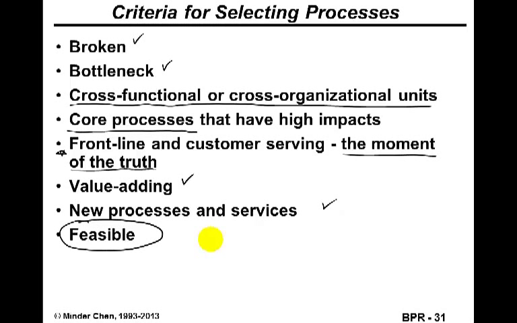So picking the low-hanging fruit is one of the strategies that you certainly want to consider while selecting business processes. But remember, don't just pick the low-hanging fruit and nothing else, because that would defeat the purpose of picking the low-hanging fruit.